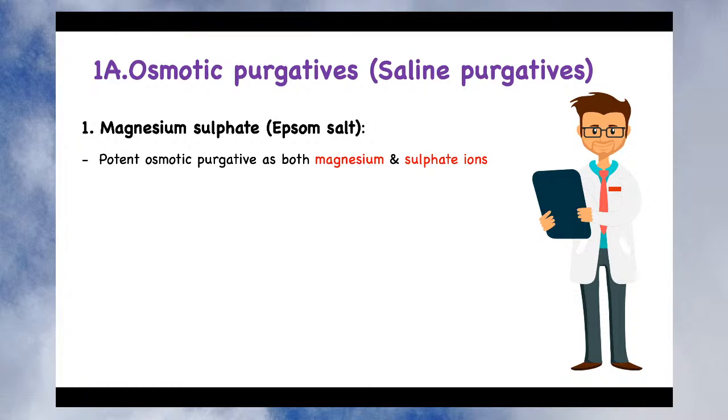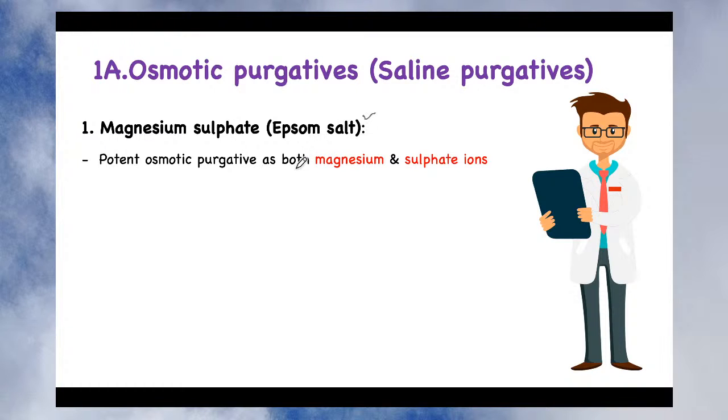Okay, so the first drug belongs to the category of osmotic purgative, the saline purgative. The example is magnesium sulfate. Magnesium sulfate is also called Epsom salt. So it is well known by the name Epsom salt. It is a potent osmotic purgative.